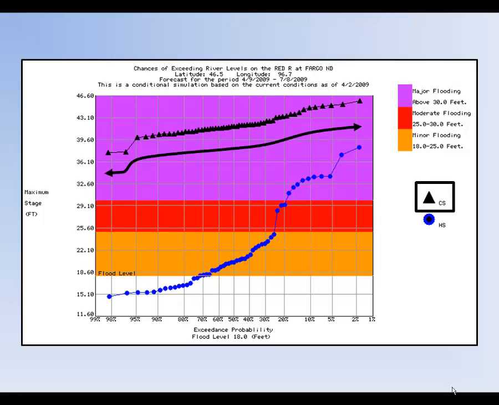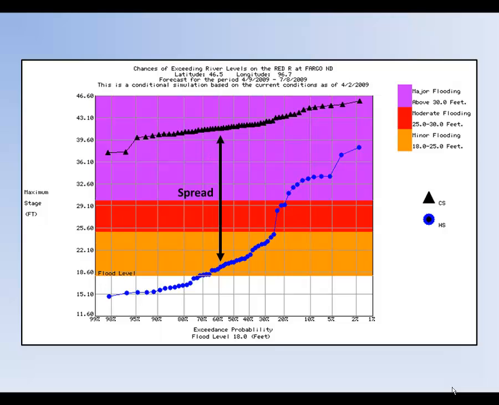The black line is called the Conditional Simulation, CS. It is based on current conditions and past years' observed data. In this example, there is a 20% chance the river stage will reach or exceed 43.10 feet sometime between April 9th and July 8th, 2009. This is calculated using the observed conditions on April 2nd and assumes temperature and precipitation patterns over the next 3 months will be similar to the historical record. Deviations from past observations can result in higher or lower probabilities for the same river stage.